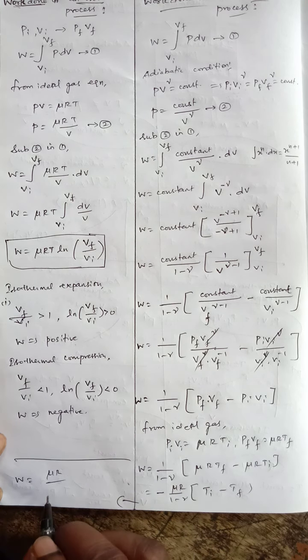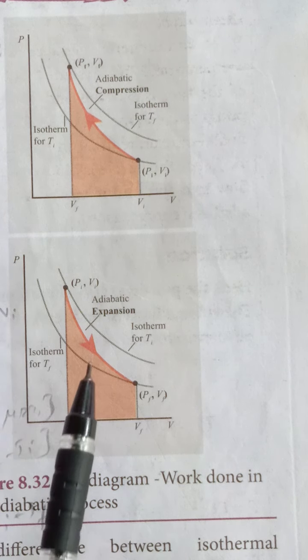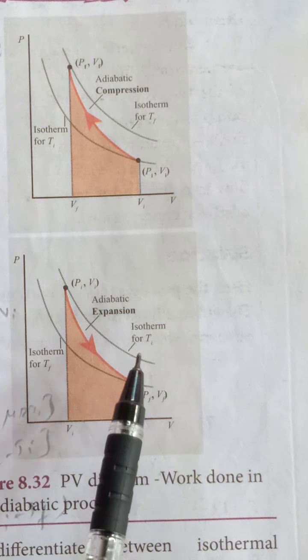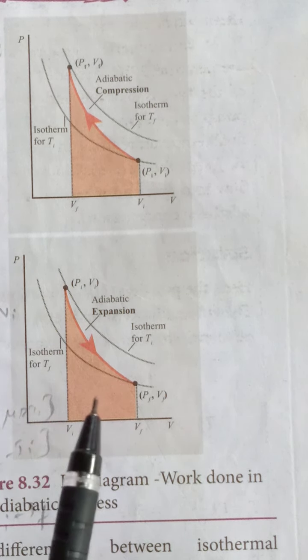Now we'll see the graphical representation for the work done by the gas in case of adiabatic expansion and compression. First we see the expansion. Expansion means pressure will be reduced, volume will be increased. So the initial pressure and volume are here, and the final pressure and volume are here. Here T is reduced, so it's called initial temperature here and final temperature here. So in case of adiabatic expansion, Ti is greater than Tf, so W is positive.